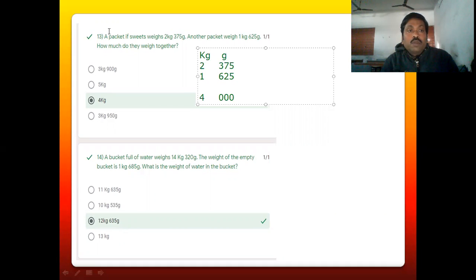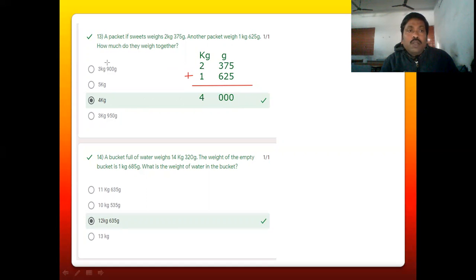See that when we add in this column, 5 plus 5 is equal to 10, 0, 1 is the carry over digit. 7 plus 2 is 9, 9 plus 1 is equal to 10, 0. 3 plus 6 is equal to 9, 9 plus 1 is equal to 10, 0. 1 is the carry over digit. 2 plus 1, when we add 1 to this number, we get 4. So our answer will be 4 kg.